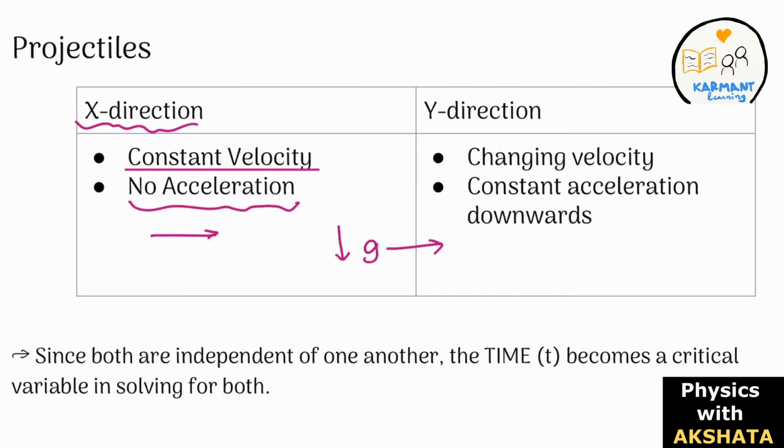Also, the y direction has changing velocity because of this value of g, and it has a constant acceleration downwards. Since both the x direction and y direction are independent of one another, the time variable is something that helps to solve for both, and I'll go into that in more detail.